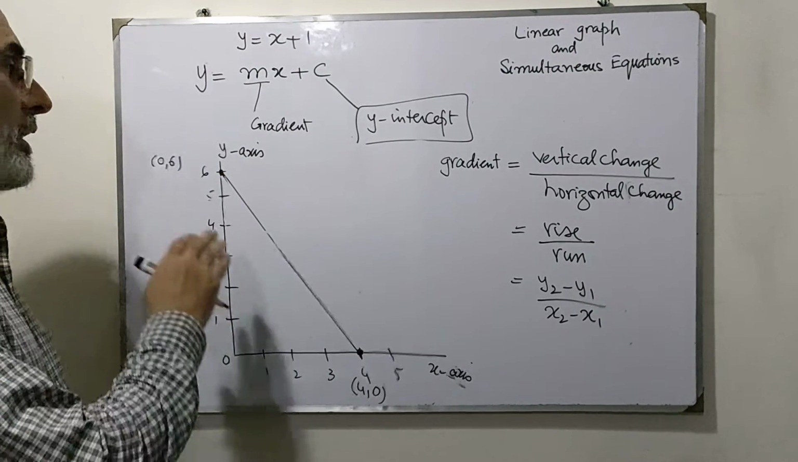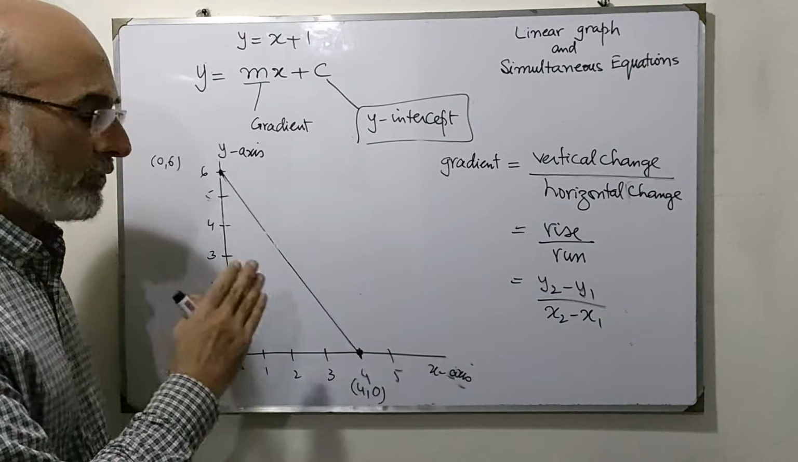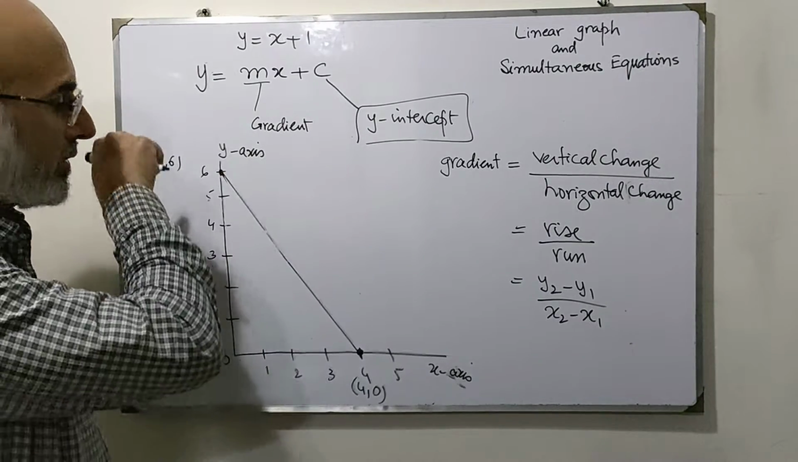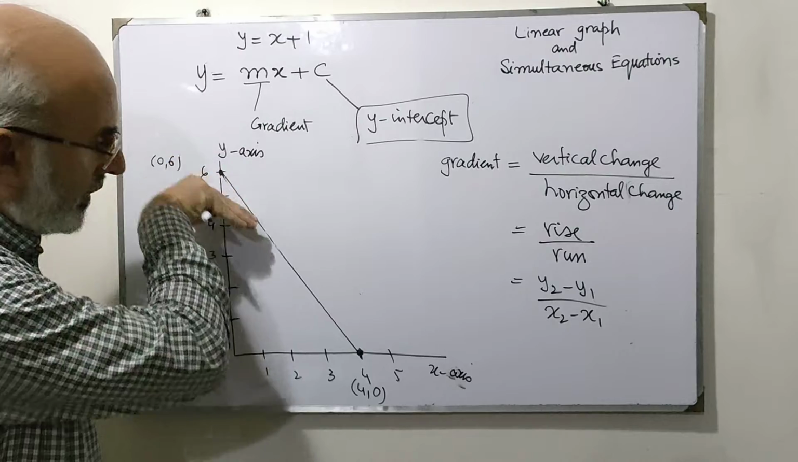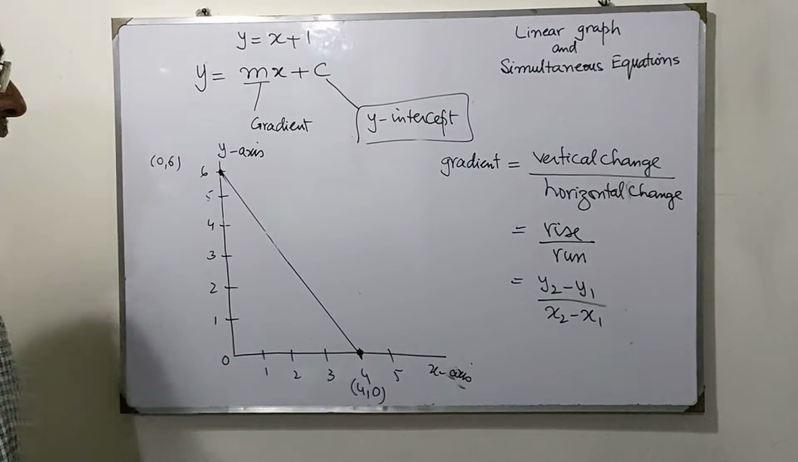Now we have to calculate the slope, and looking at this graph, moving left to right, we can see that it is a downward graph. From here it is coming down, so it's going to have a negative slope. So let's see.